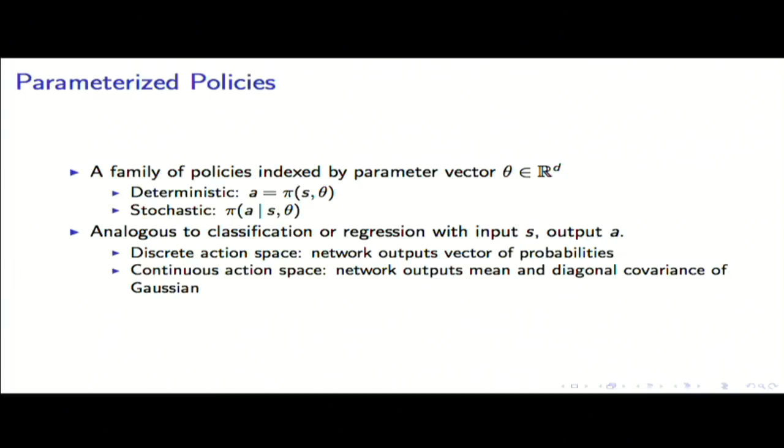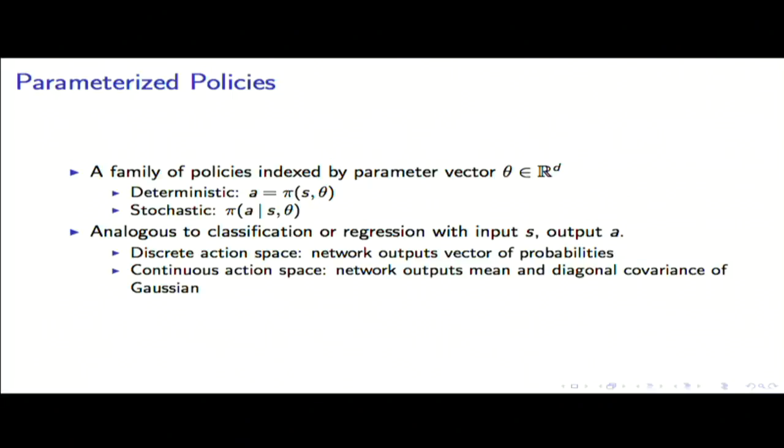The way you parameterize policies is completely analogous to the way you do classification or regression. In classification, if you want to use neural networks, you have a network that takes in the input, for example an image, and outputs the probability of the different labels, for example the different classes of the image. For parameterized policies, you have a network that takes in the observation or the state, and outputs the probabilities of the different actions. So you can use exactly the same kind of networks you'd use for classification in the reinforcement learning setting.